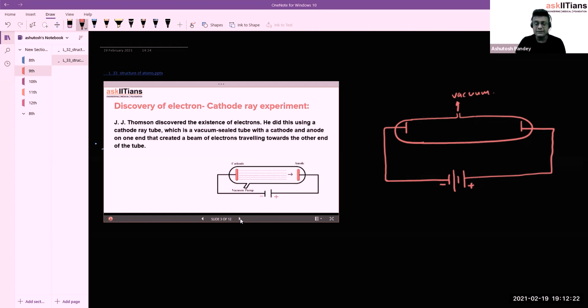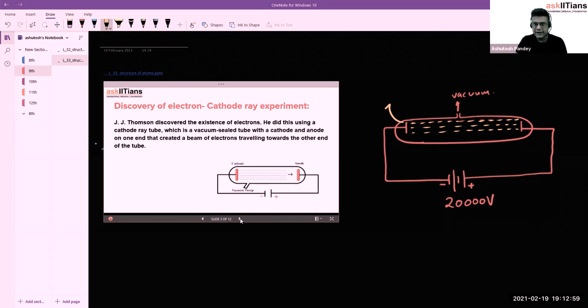So what happens when we connect this whole arrangement to a very large voltage, like 20,000 volt? The electrons will start moving from one of the plates or electrodes to the other electrode. Every time the electrons are going to emerge from the cathode and move towards the anode always, like this.